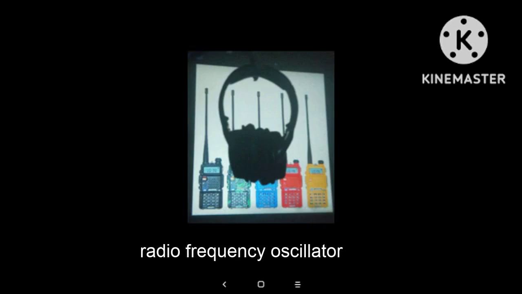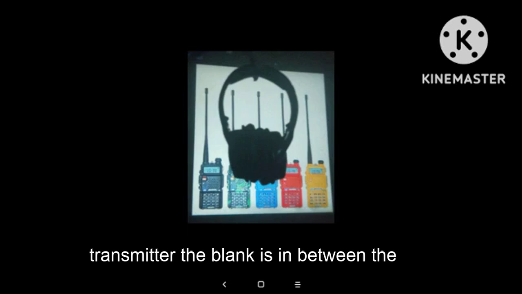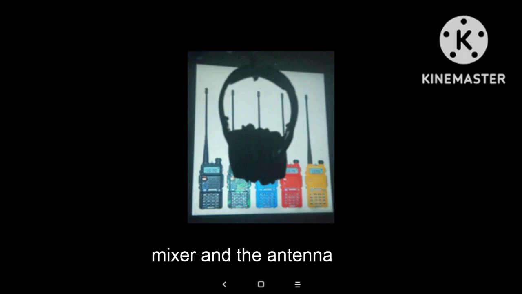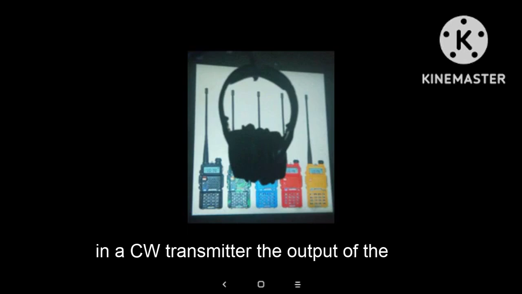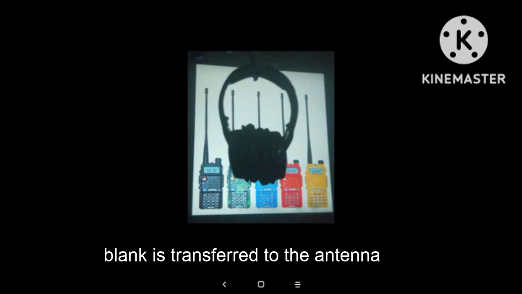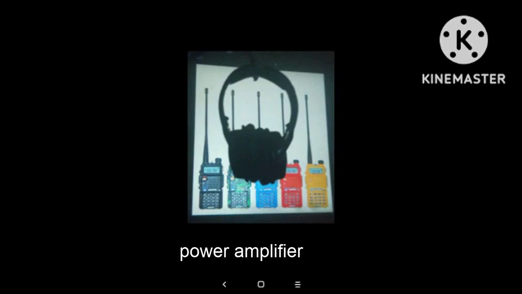Radio frequency oscillator. Number 21. In a single sideband transmitter, the blank is in between the mixer and the antenna. Linear amplifier. Number 22. In a CW transmitter, the output of the blank is transferred to the antenna. Power amplifier.